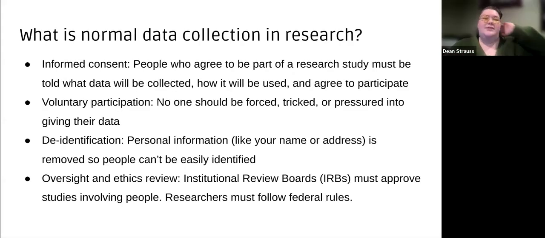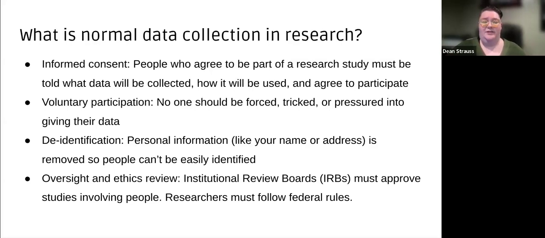So what does normal data collection look like in research? We've heard some ways that maybe don't seem quite right. So what is it supposed to look like? Number one is informed consent. People who agree to be part of a research study need to be told what data is going to be collected, how it's going to be used, and they need to agree to participate. Next is voluntary participation. That means no one is getting forced into it or tricked into it or pressured to give their data. We want to make sure people want to be involved and want to give their data freely.